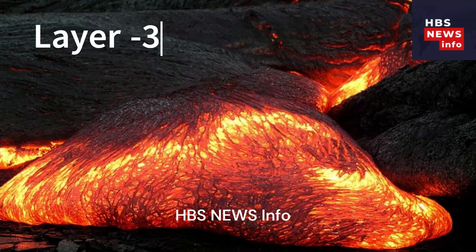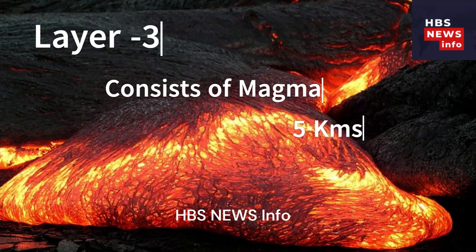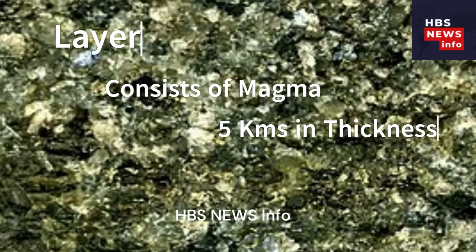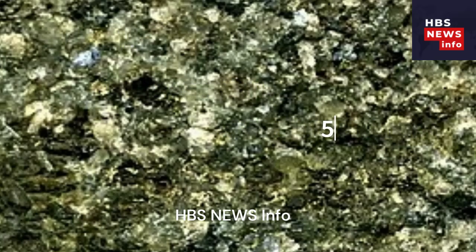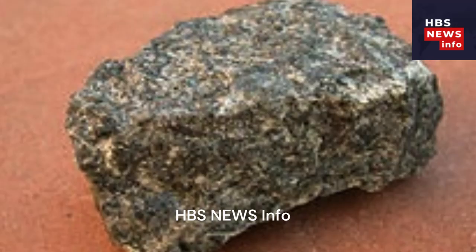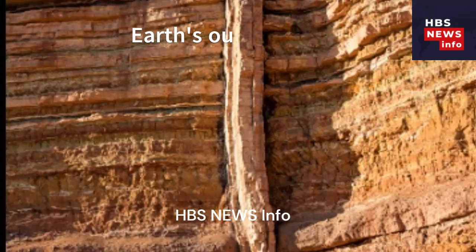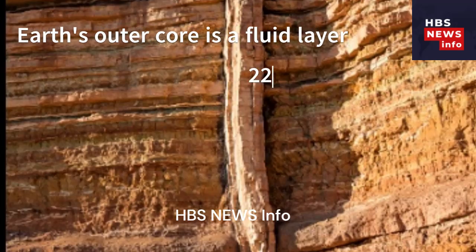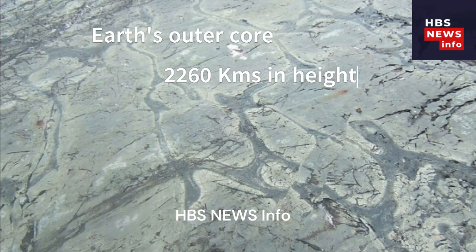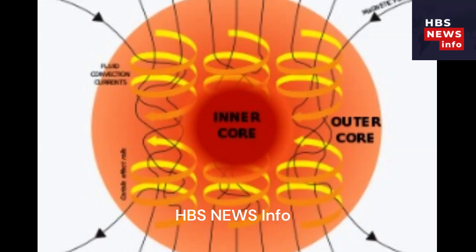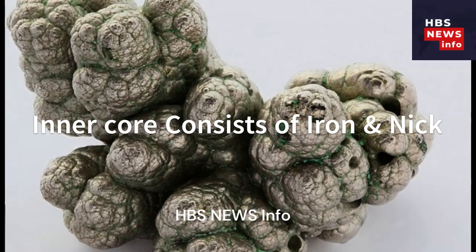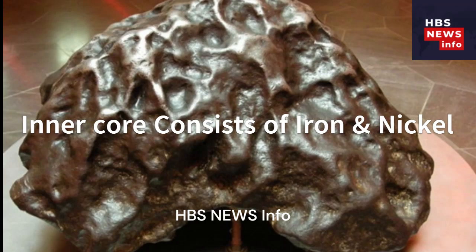Layer 3 is formed by slow cooling of magma beneath the surface and consists of coarse-grained gabbro and cumulate ultramafic rocks. It constitutes over 2/3 of oceanic crust volume with almost 5 kilometers thickness. Earth's outer core is a fluid layer about 2,260 kilometers or 1,400 miles in height. The inner core was discovered in 1936 by Inge Lehmann and is generally composed primarily of iron and some nickel.